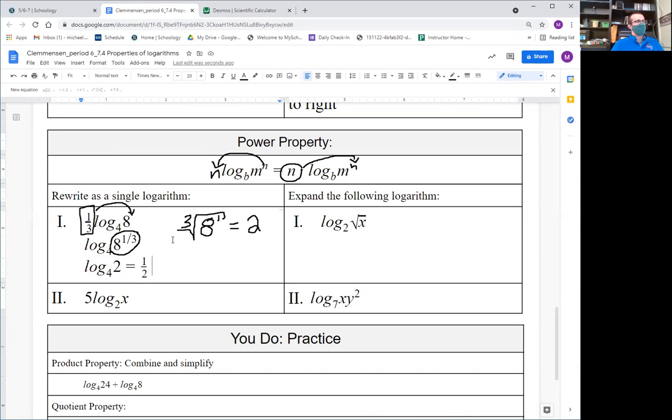Are there any questions on this one right here about this process of moving it up to the exponent, simplifying, before we move over into this problem right over here?